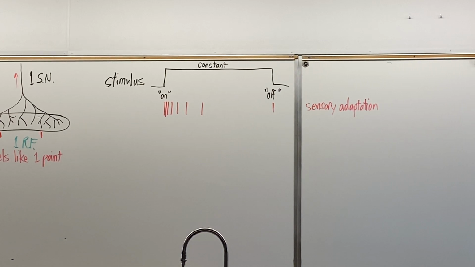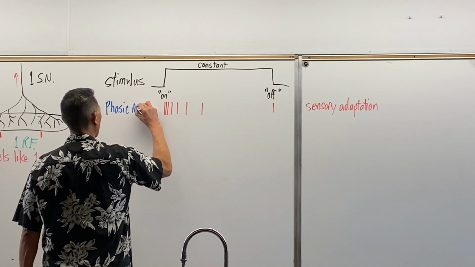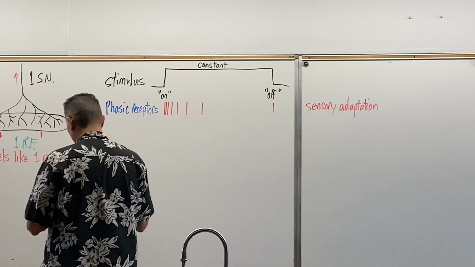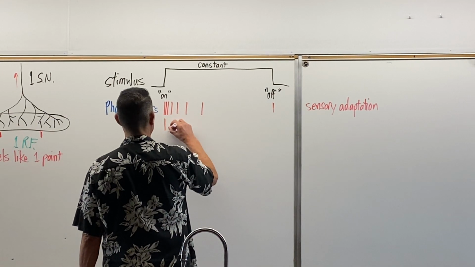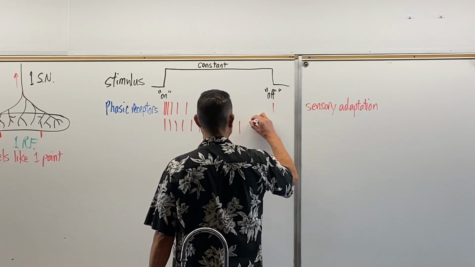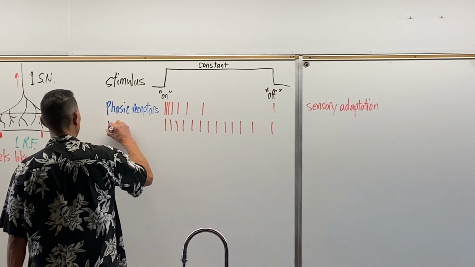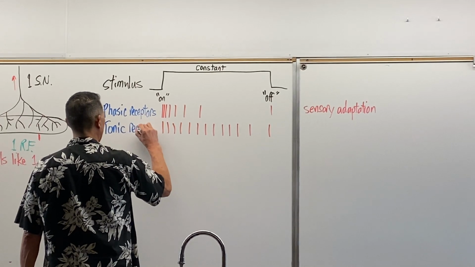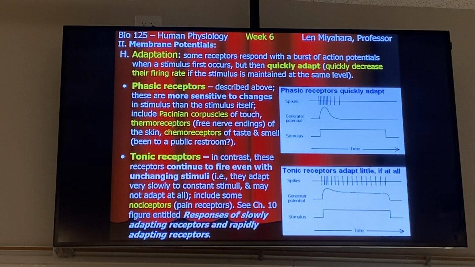Those that do it more are called phasic receptors. More sensitive to changes than to the stimulus itself. There are some, though, that don't do it very much, and they're called tonic receptors. Pretty much, if the stimulus is on, it fires. It might slow down a little bit. But pretty much, if the stimulus is there, tonic receptors fire. Classic example of this are nociceptors, pain receptors. If that toothache is hurting, it's going to hurt you all night.